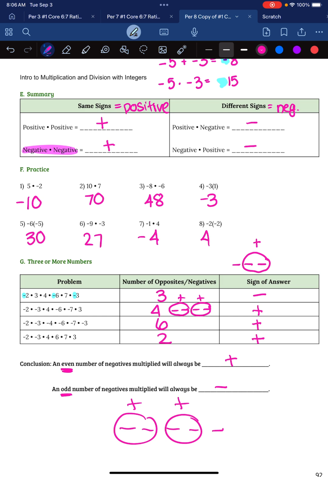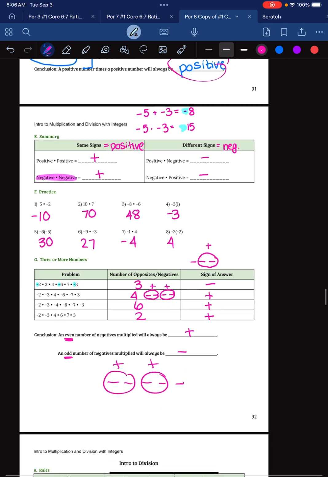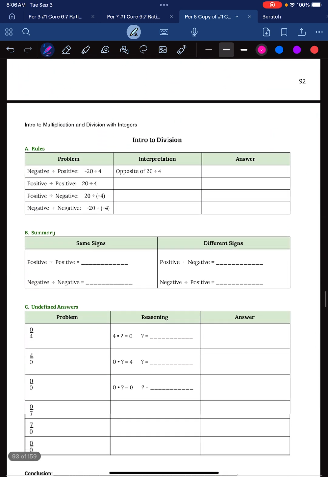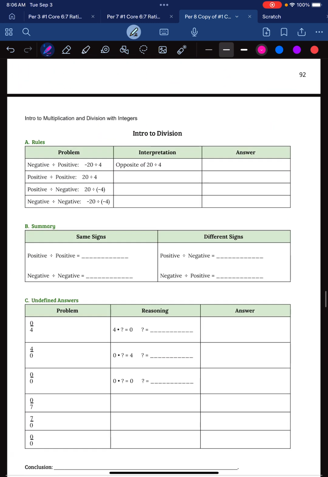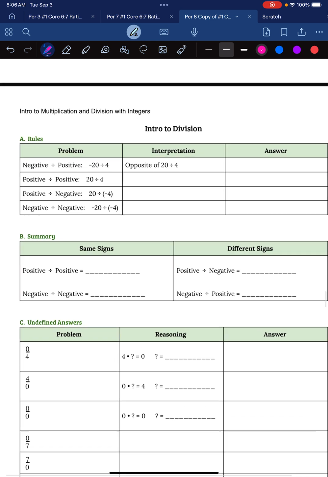So that is multiplication. Now we're going to apply those rules to division on the last page. And instead of making you fill out 4 different charts, I've combined all of the different examples into one chart for you. So let's look at section A.